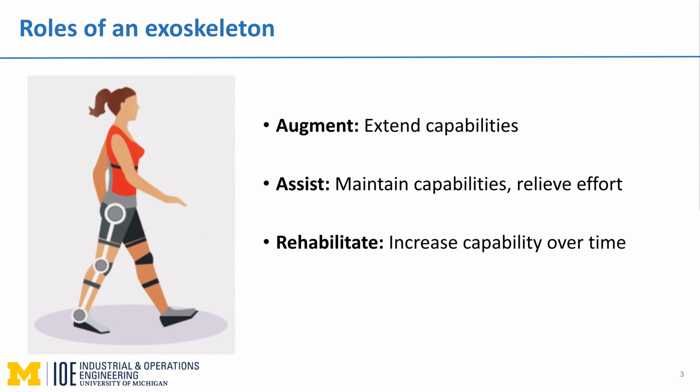In this role, a person doesn't do more than they could without the exoskeleton system, but the exoskeleton offloads some of the effort required to potentially reduce musculoskeletal injury risk. An exoskeleton can also support rehabilitation. For this goal, the desire is to increase capability over time based on limitations in motor abilities, which may be due to an injury, a disease, or a surgery.